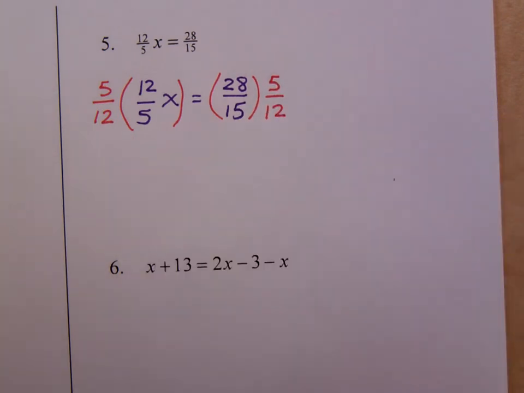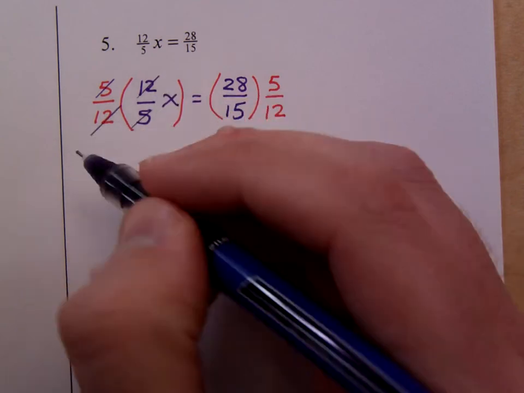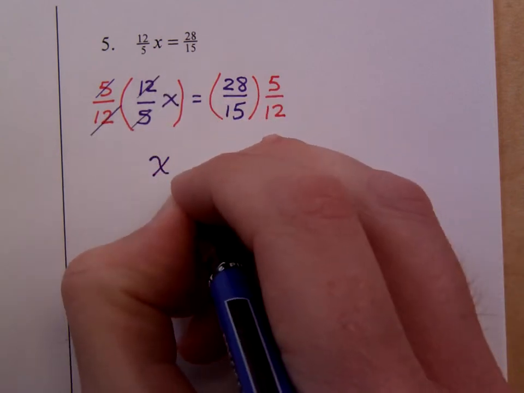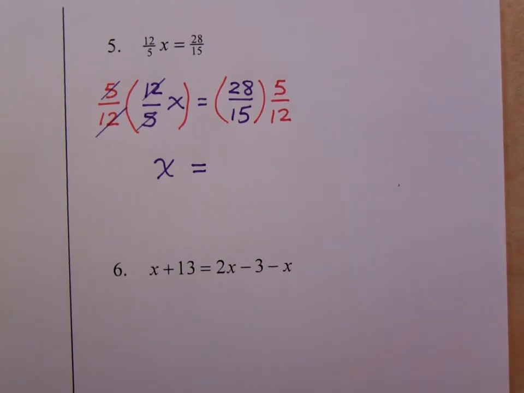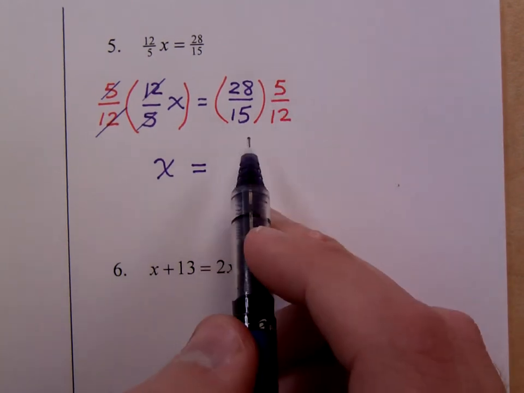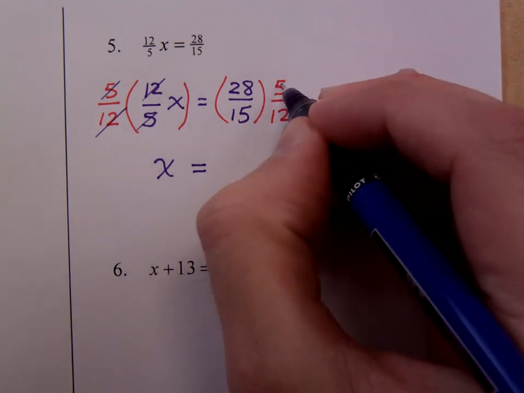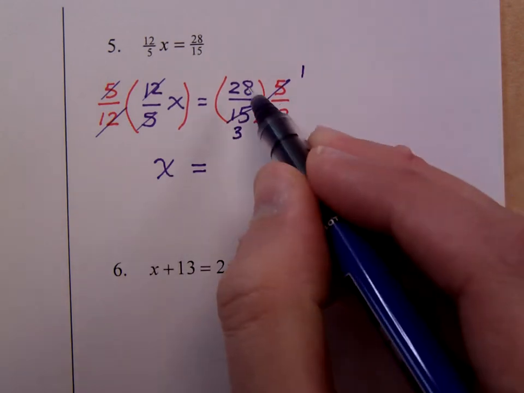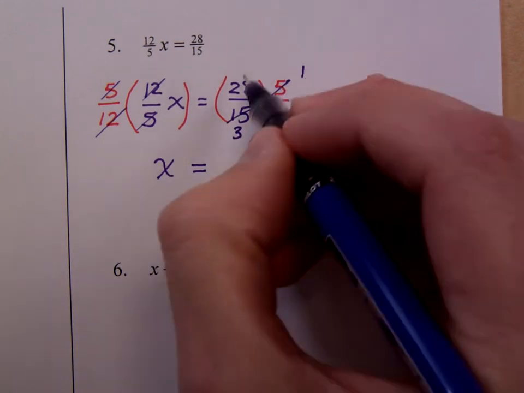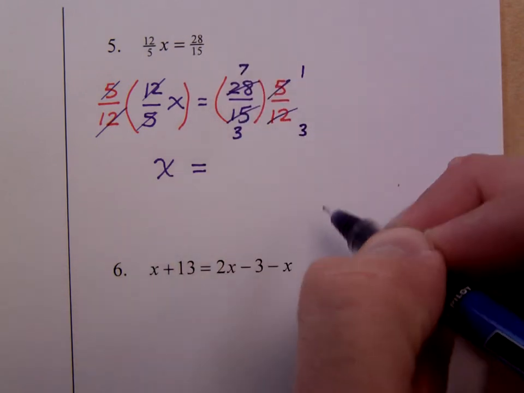See, when I multiply times the reciprocal, you see that the 5's reduce, the 12's reduce, and all I have left is x. On the right side, it's just a matter of can you reduce this. Now, you can multiply, get really large numbers, but why not reduce beforehand? 5 goes into both of these, so 5 goes in here once, and here 3 times. 28 and 12 have a common factor of 4. 4 goes in here 7 times, and in here 3 times.